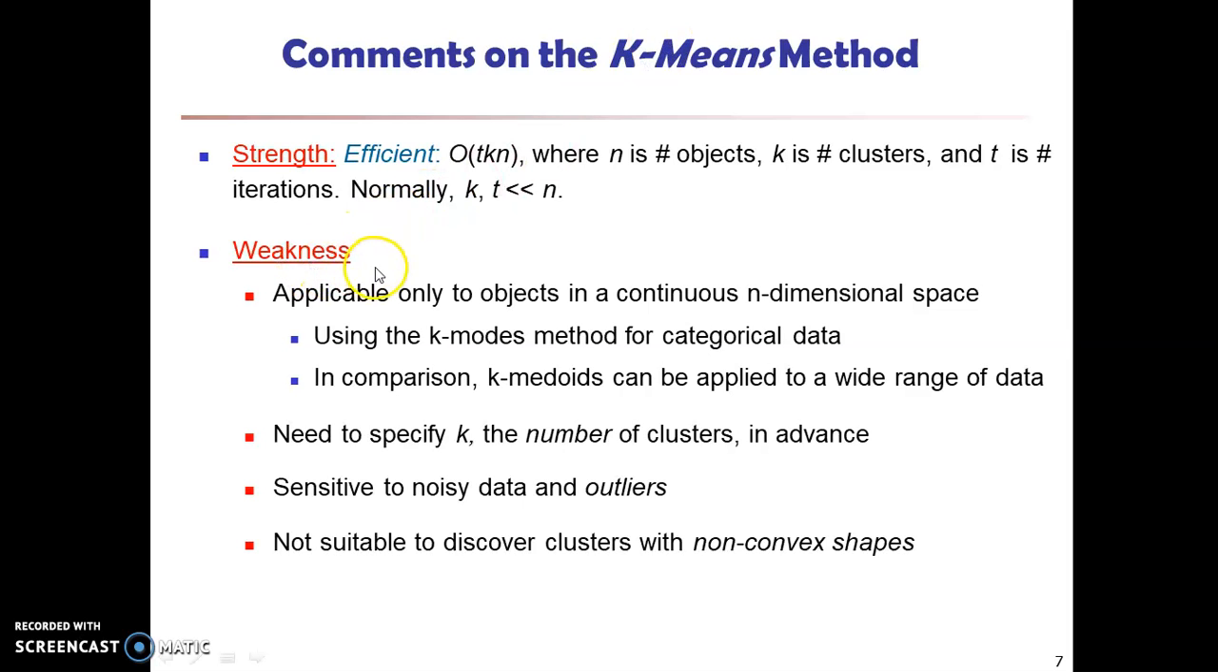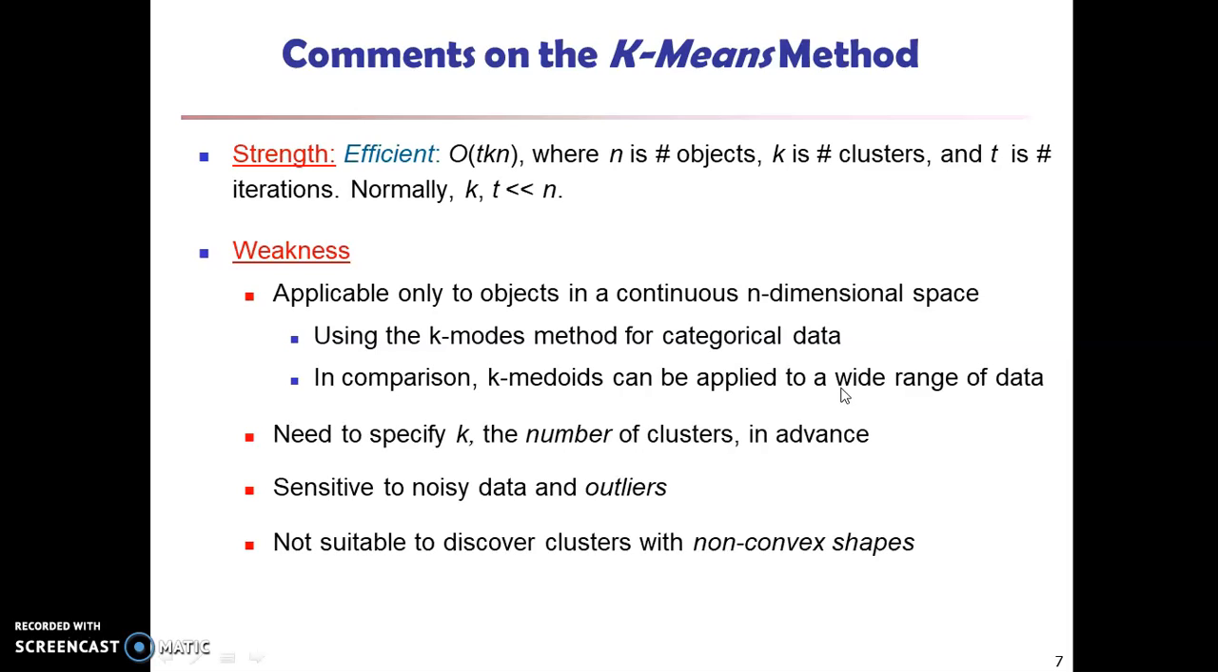The weakness: the k-means algorithm is applicable only to objects in a continuous n-dimensional space. For categorical data, we use the k-modes method. In comparison, k-medoids can be applied to a wide range of data. So these are the weaknesses.